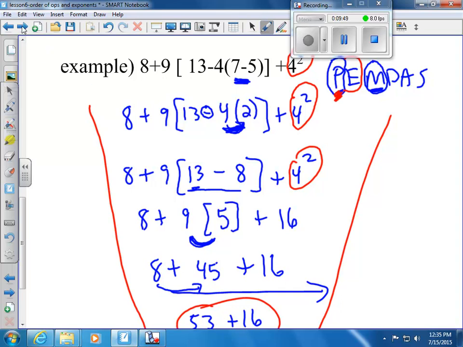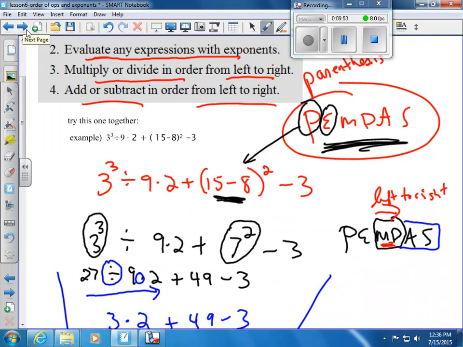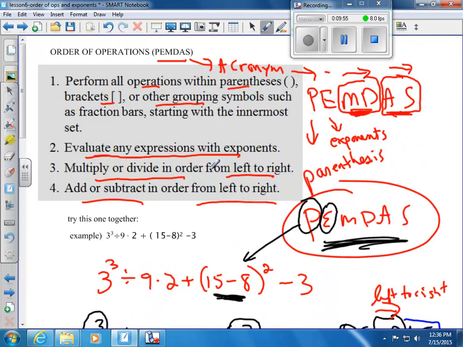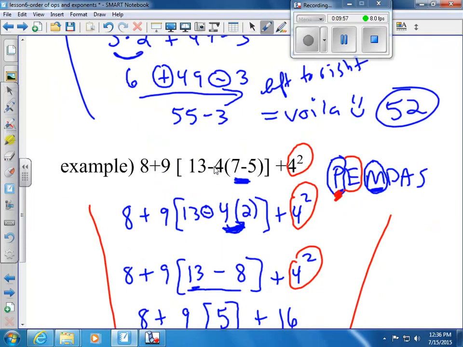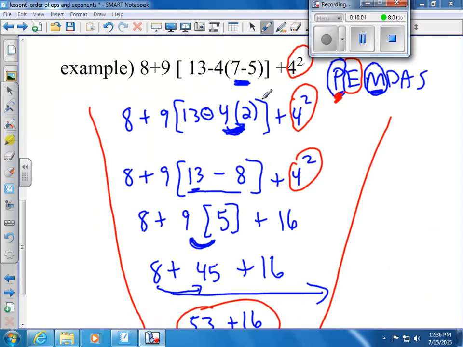Let's see if we have any other goodies. Nope. So that was our last example for the guided notes on order of operations. I really encourage you to find a bunch of these problems in the book or online, and just make sure you're solid. Okay, good luck out there.